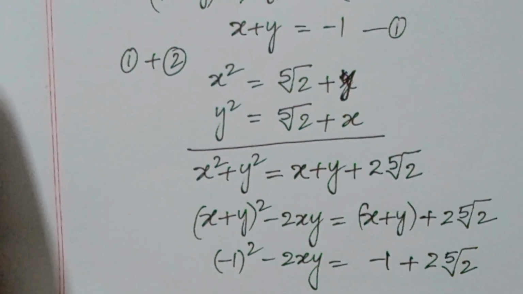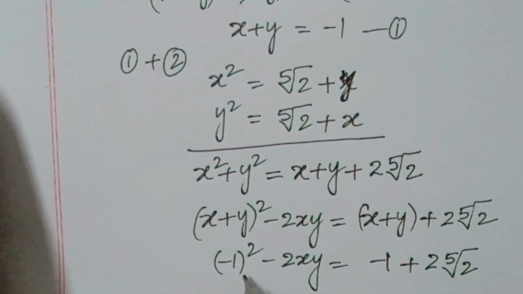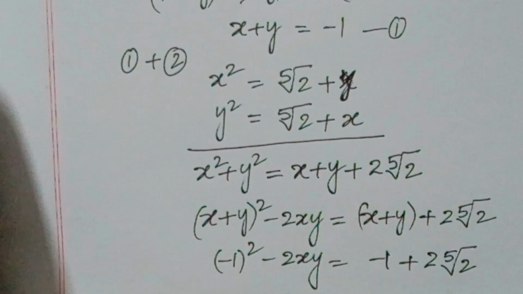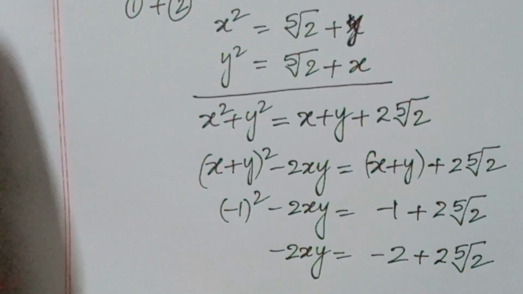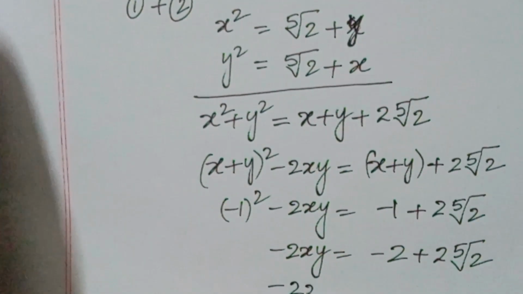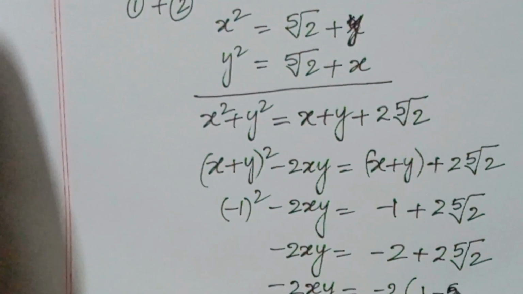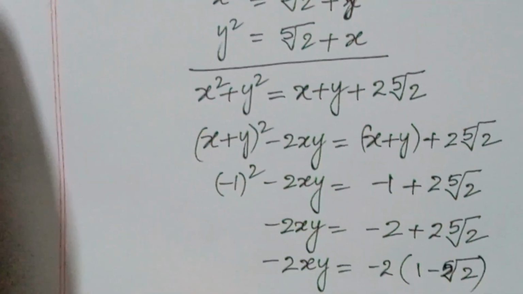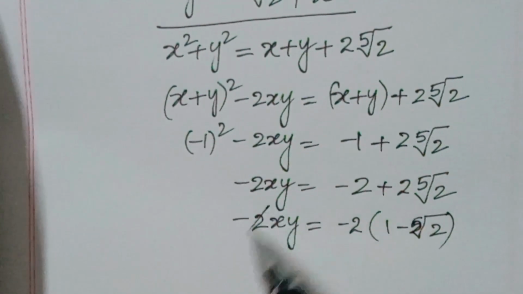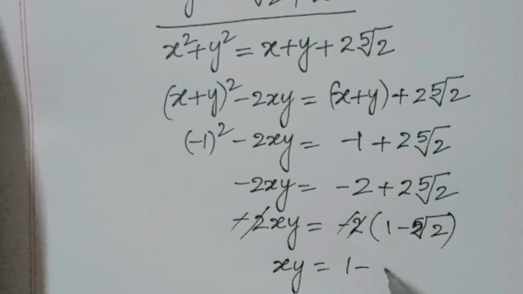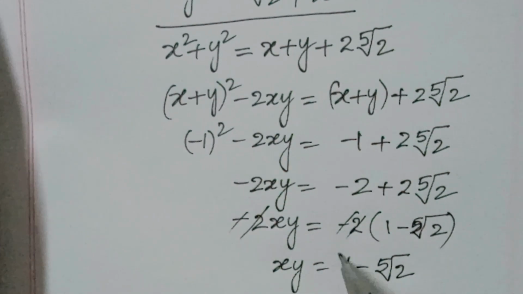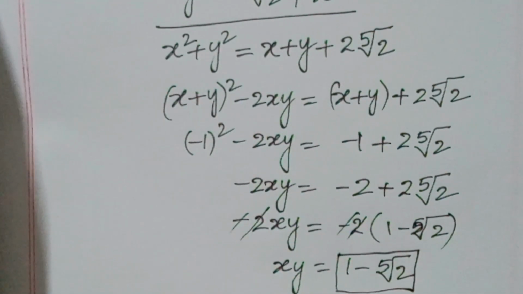So here minus 2xy is equal to, so here you'll get positive 1 going that side, minus 2 plus 2 fifth root of 2. So here you can take 2 common. Minus 2xy is equal to minus 2 common, 1 minus 5th root of 2. So you can remove this minus 2. xy is equal to 1 minus of 5th root of 2. I hope you understood the video.